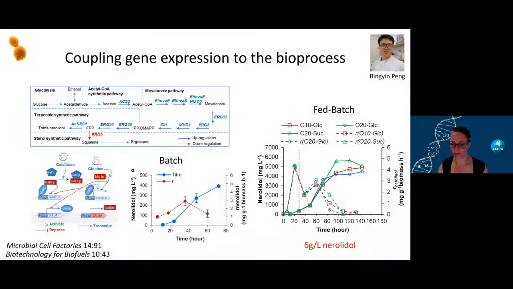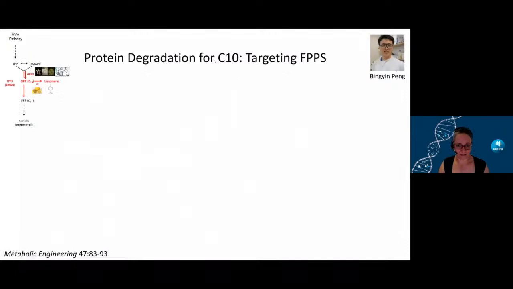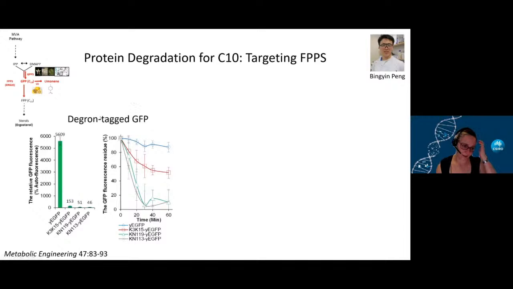He then turned his attention to the 10-carbon node and looked at targeting farnesyl pyrophosphate synthase, which is impossible. You cannot knock it out because it's an essential enzyme, and you cannot downregulate effectively because the protein is so stable that even transcriptional downregulation doesn't affect its levels very much. So Bingham developed a degron approach to tagging those proteins for degradation. This is a cytosolic protein, and he uses degrons, which are extremely savage and extremely effective at targeting proteins for degradation.